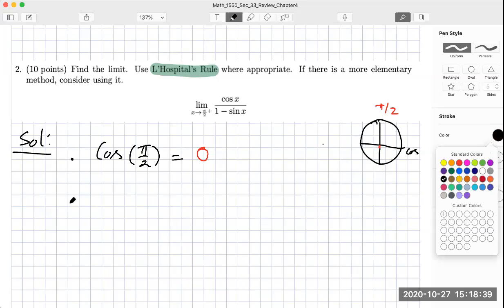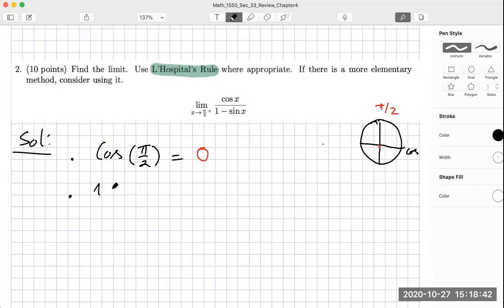And the denominator, right? 1 minus sine of pi over 2. At pi over 2, we project it into the sine axis here. Sine of pi over 2 gives us 1, right? Therefore, the denominator becomes 1 minus 1, which gives us 0. So the form of the limit here is the indeterminate form 0 over 0, right?